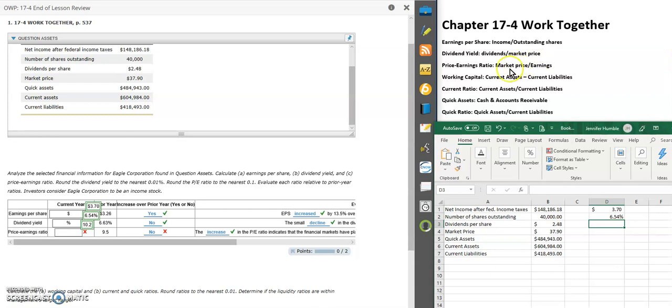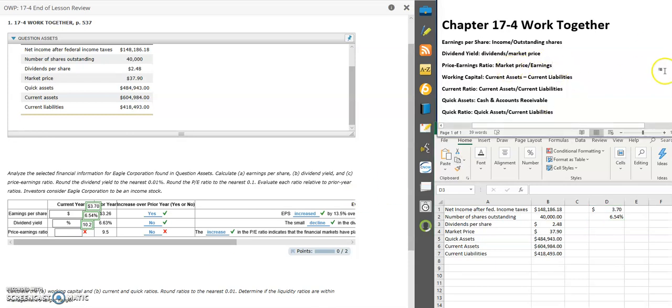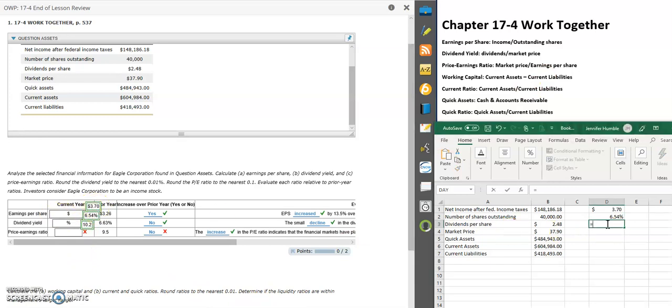Market price divided by earnings. I should have written up here earnings per share. That got confusing. So we calculated our earnings per share earlier. It was 3.70. So we're going to take our market price and divide it by our earnings per share, that 3.70. And that should be 10.23. There's your 10.2. Okay, so it was 9.5 and it went up to 10.2, so yes, that is an increase.